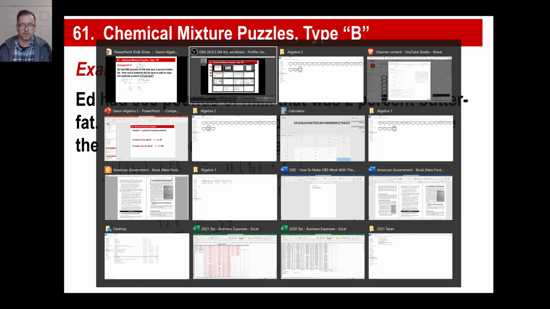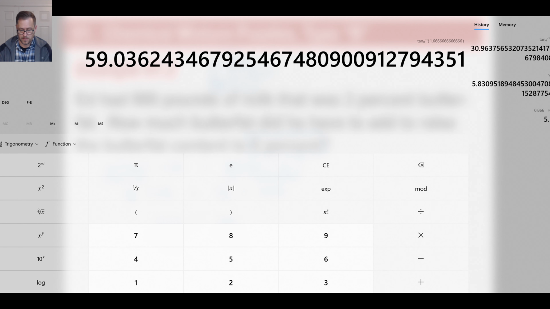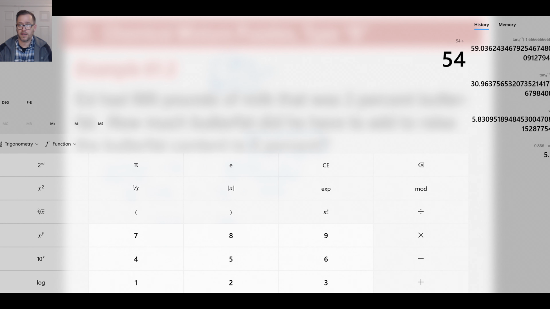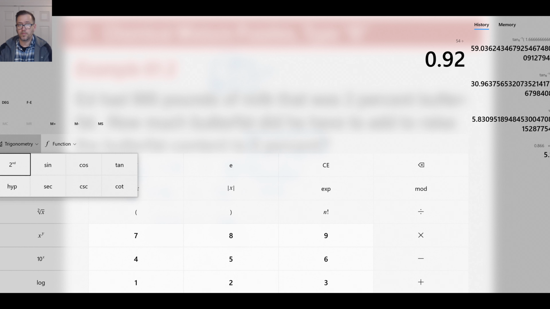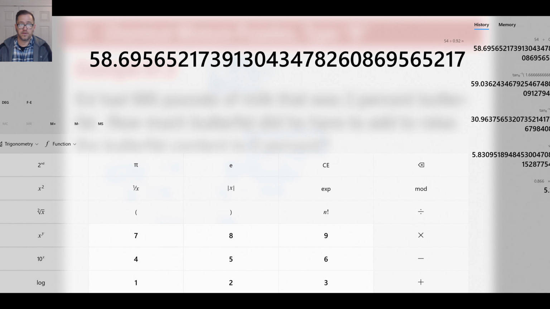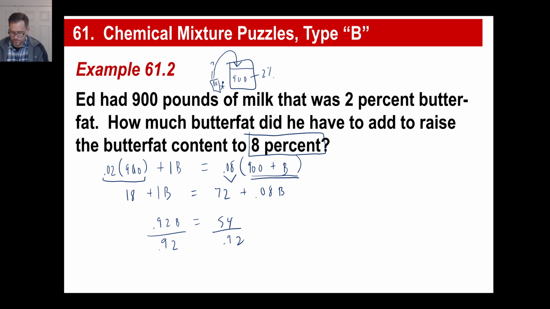All right, and here we go. We have 54 divided by 0.92. There it is. I thought that's what it was. Let me try it again. Equals 58. We'll call it 58.7. Okay. So the answer is he is going to dump 58.7 pounds of butter fat into his giant lump.